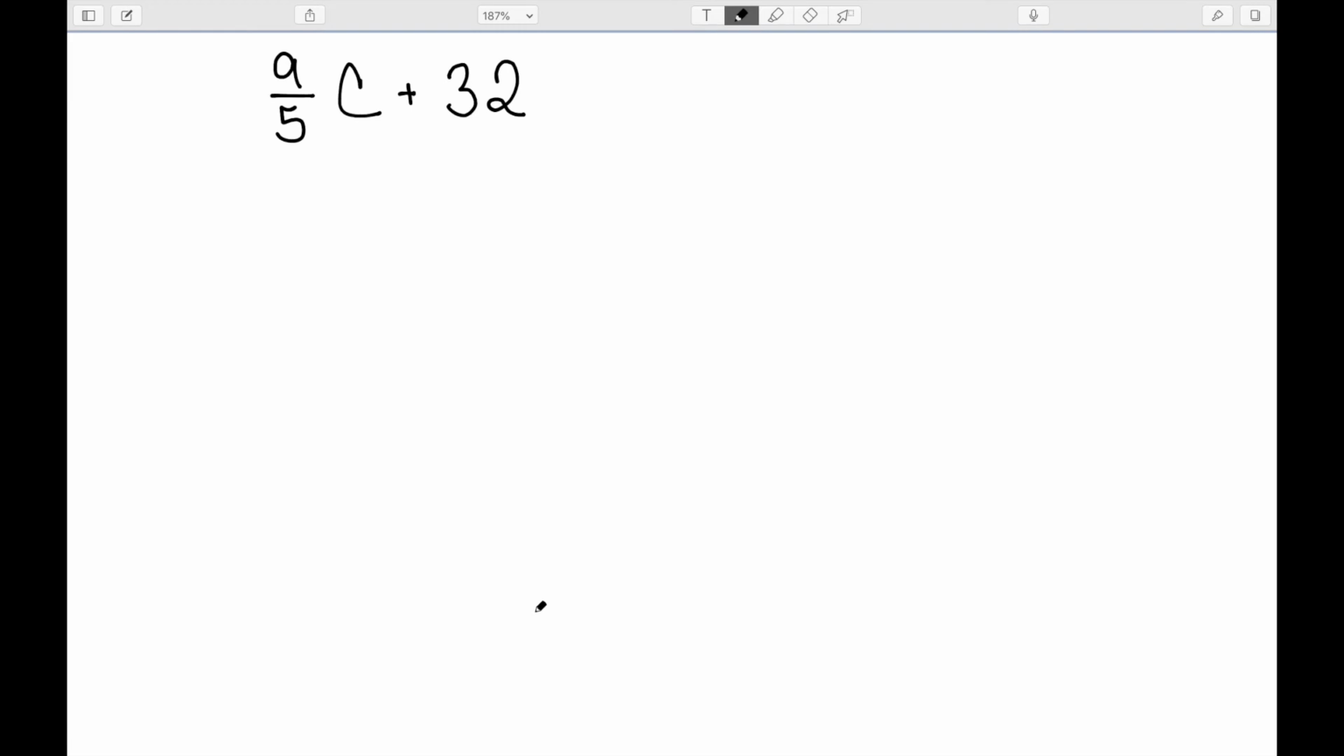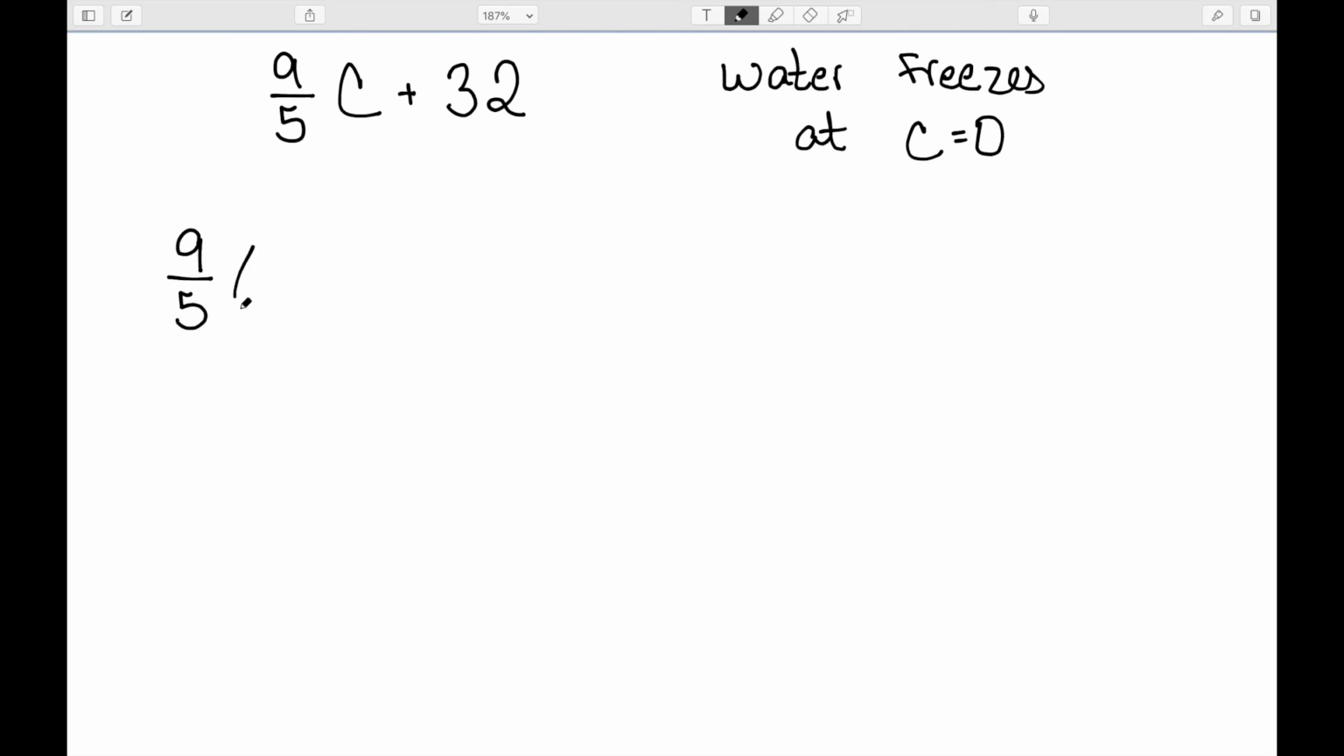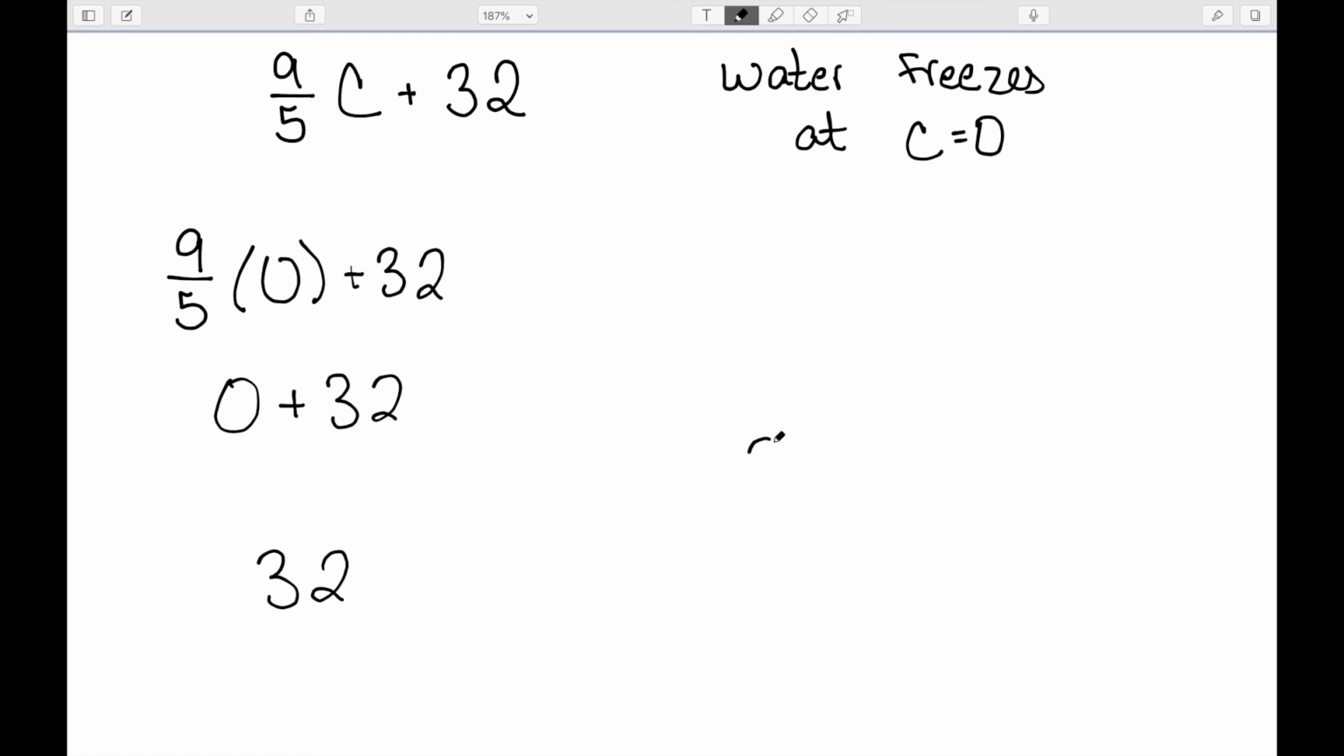And there are lots of reasons we might want to evaluate algebraic expressions. As an example, here's one that says 9 over 5 times c plus 32. And c actually has a meaning here, it's degrees Celsius. Since we know water freezes at 0 degrees Celsius, it'll freeze whenever c is equal to 0. So I can substitute that in. I get 9/5 times c, which is 0, plus 32. 0 plus 32, or 32. So it also freezes at 32 degrees Fahrenheit.